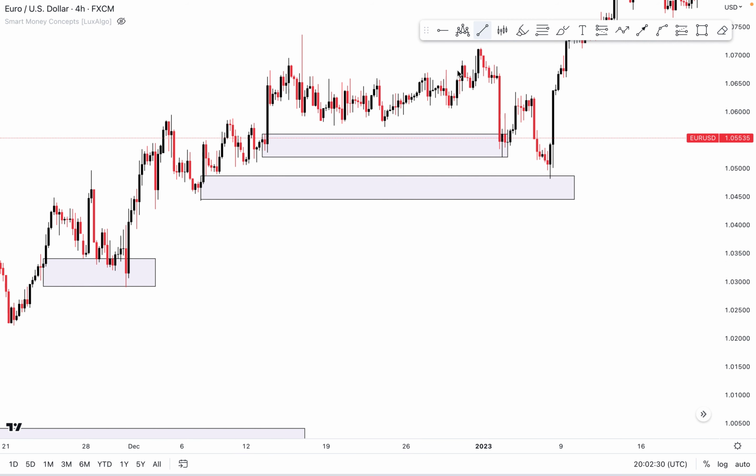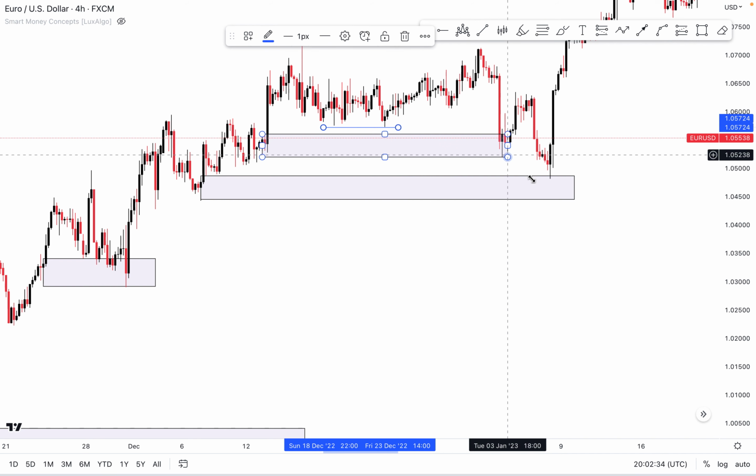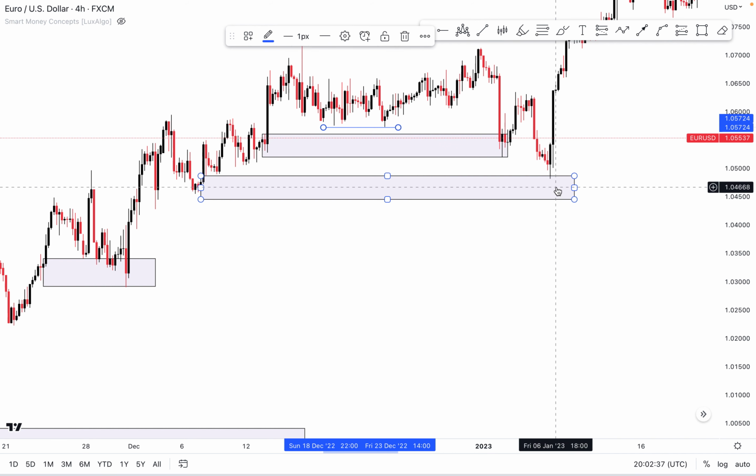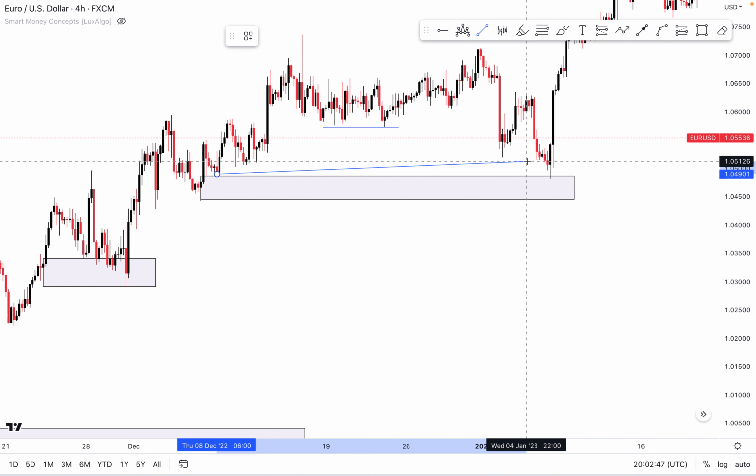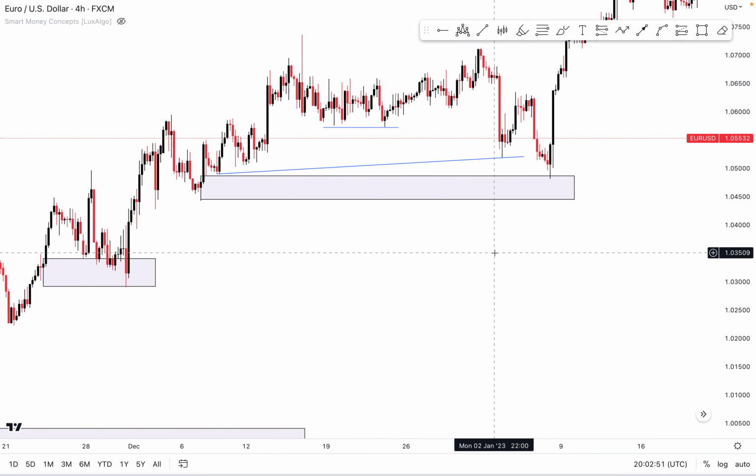Liquidity was sleeping below here, right? That's why you saw the market reacting off this level, but another liquidity was attracting. So unmitigated zones always act like magnets in the market. They attract the market price to themselves. So we had this one here. So that is it.